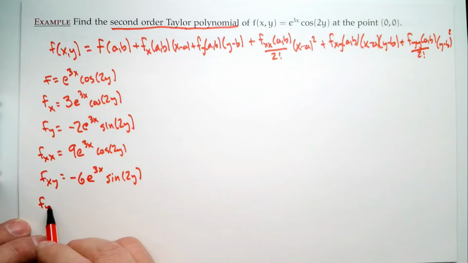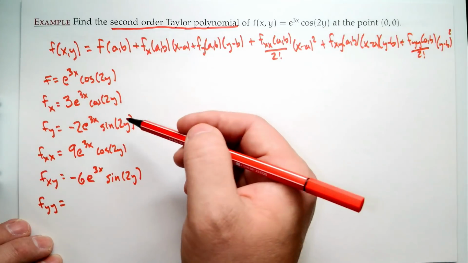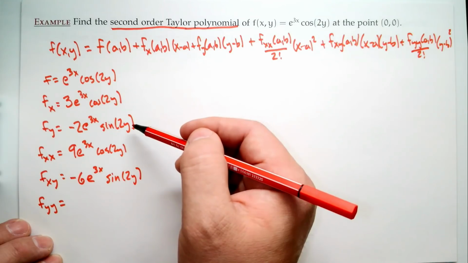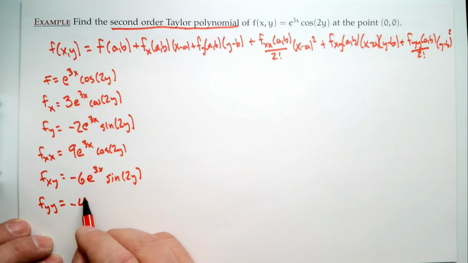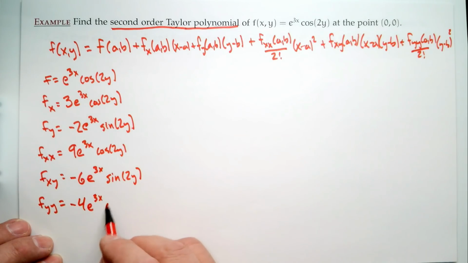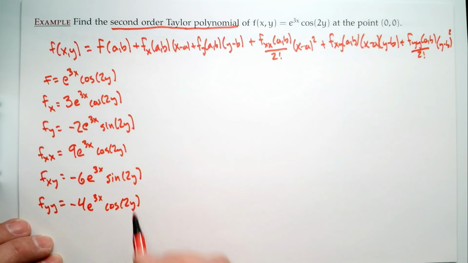And then we have f_yy. So go here to our derivative with respect to y, take that derivative again. So here we'll end up with minus 4 e to the 3x cosine 2y.